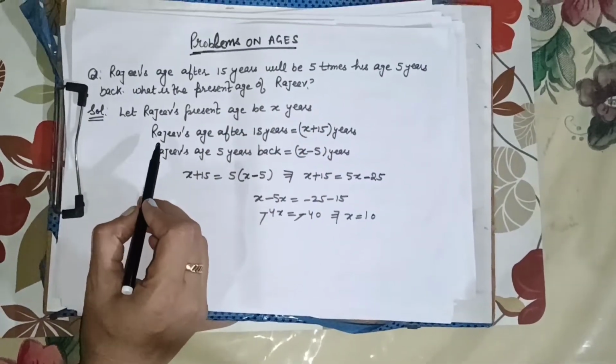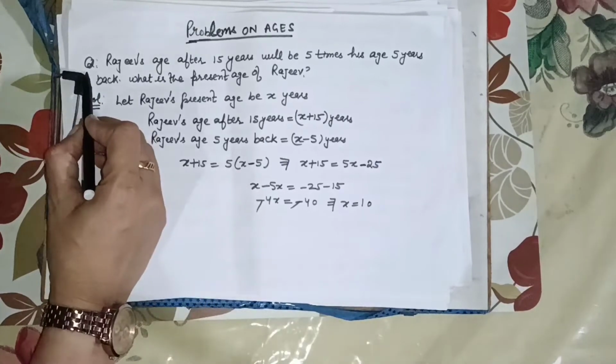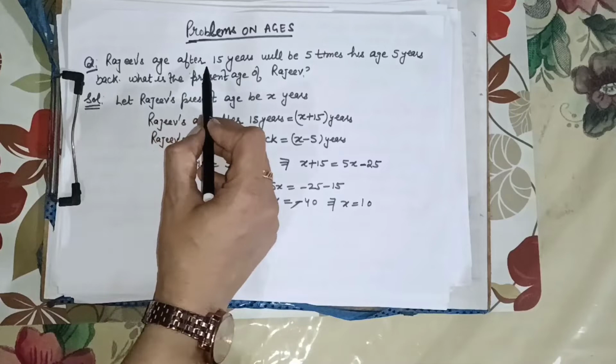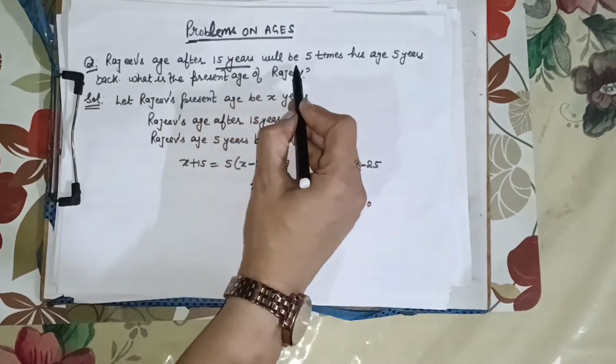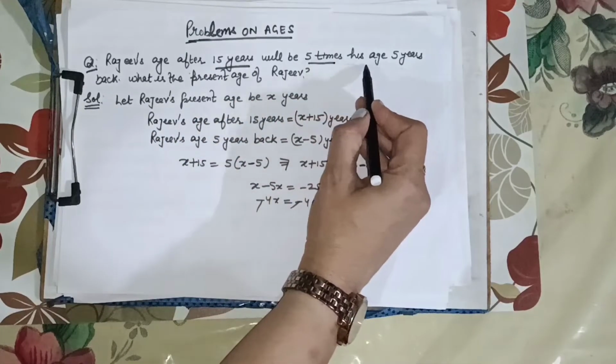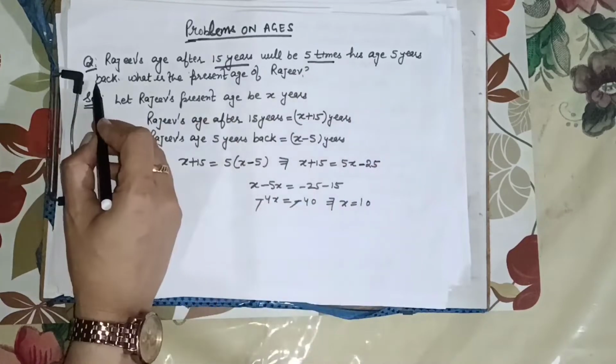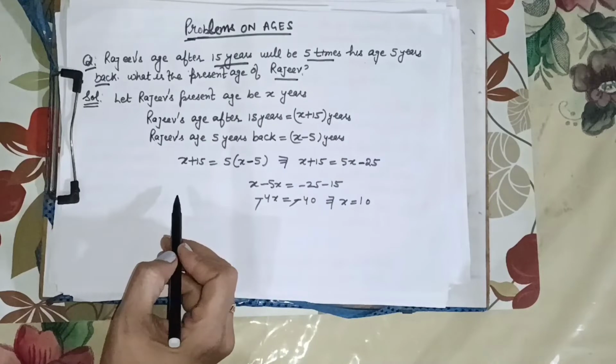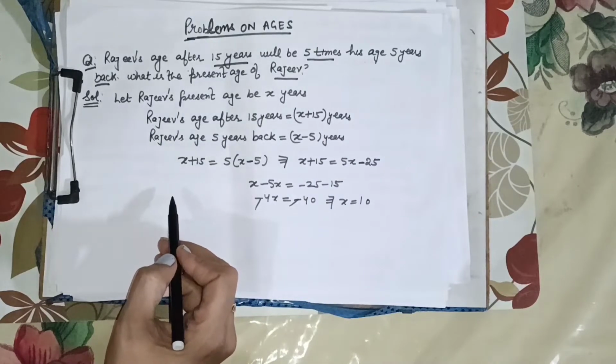So I am just explaining through examples. The first illustration is: Rajiv's age after 15 years will be 5 times his age 5 years back. What is the present age of Rajiv? That means we want to calculate the present age, that means the current year age.